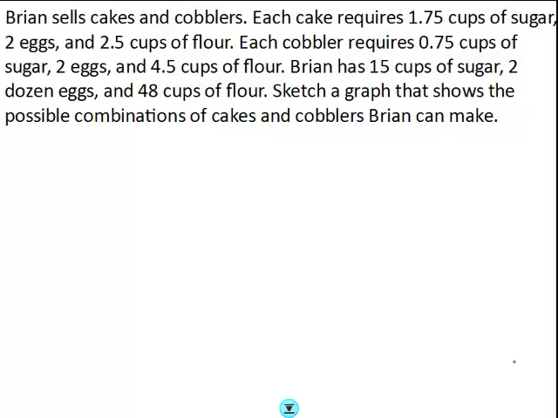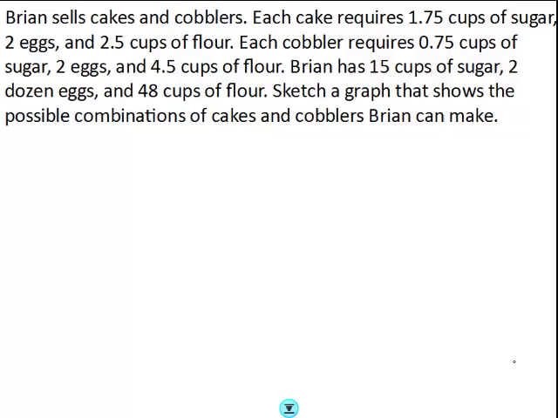By the way, this is a ridiculous amount of flour for a cobbler, but I wanted the problem to work out better. In any case, Brian only has 15 cups of sugar, 2 dozen eggs, and 48 cups of flour. We're going to assume that he has all the other ingredients that he needs to make any number of cakes or pies, cobblers that is. We are told to sketch a graph that shows the possible combinations of cakes and cobblers that Brian can make.